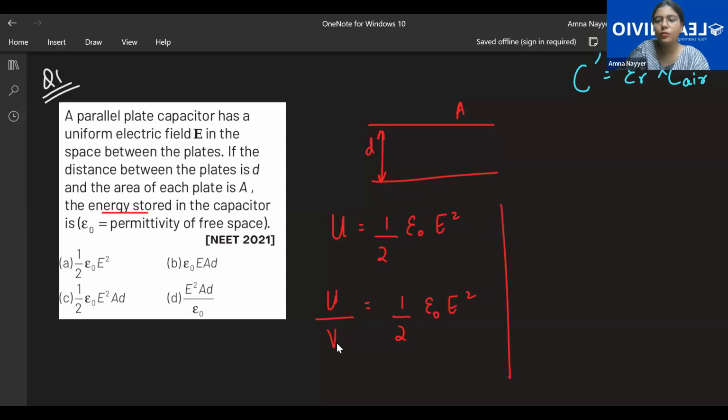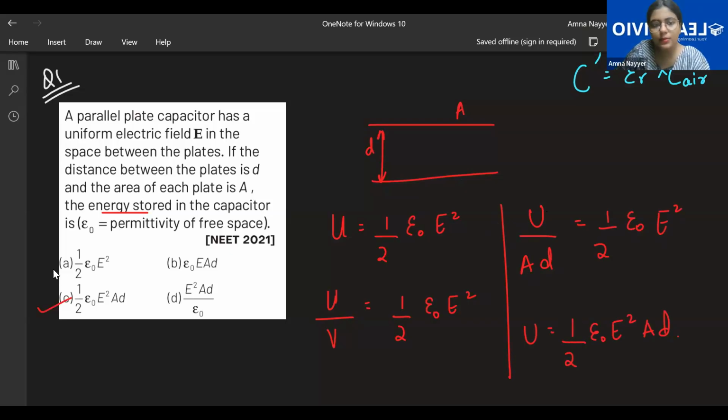So the volume will be nothing but A into D. That is half epsilon naught E square. So the energy will be half epsilon naught E square A into D. This is the whole form. So yes, the correct answer is C. Please quickly write it. Such kind of questions, do not waste your time on. These are just formula-based questions.